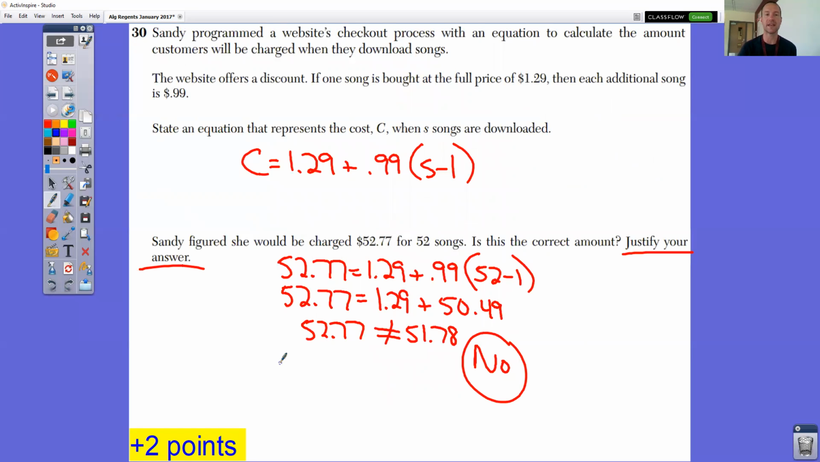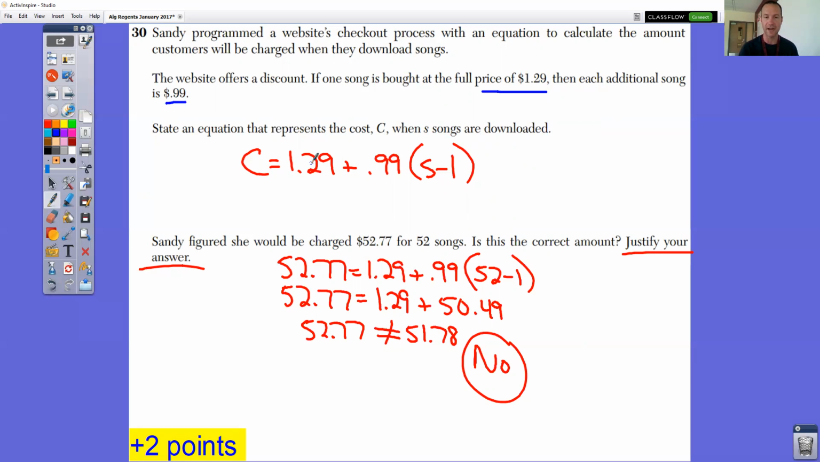In question number 30, Sandy programmed the website's checkout process with an equation to calculate the amount that our customers will be charged when they download songs. The website offers a discount. If one song is bought at the full price of $1.29, each additional song is 99 cents. So for the first song, they're paying $1.29. For every song after that, they're paying 99 cents.